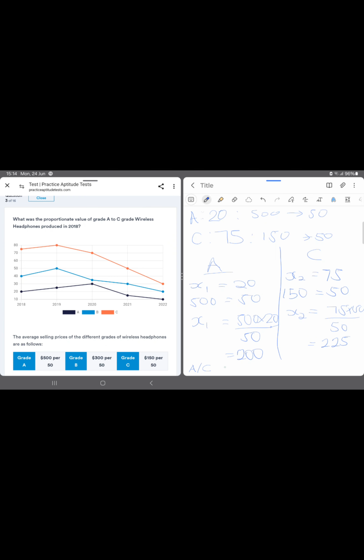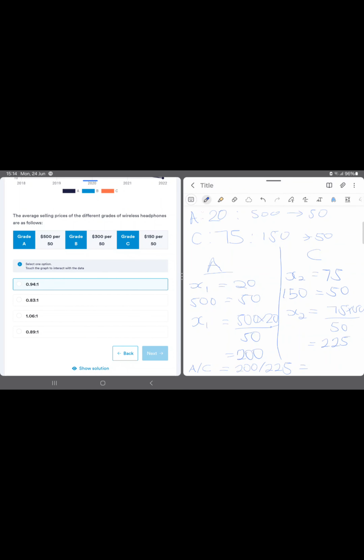Then the proportion will be, they said they want A to C, so this means A divided by C, which is 200 divided by 225, which gives us 8/9. In decimal points we get 0.88889, which can just be rounded up to 0.89. So our answer will be the fourth option, which is this one here.